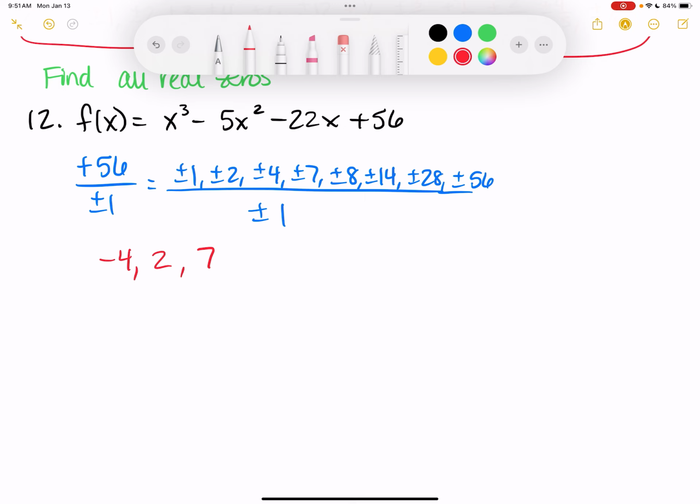So I'll also tell you, it has to be a number you've written down. Those are all the numbers you can write down: -4, 2, 7. All numbers we wrote down. Okay, obviously, plus or minus.